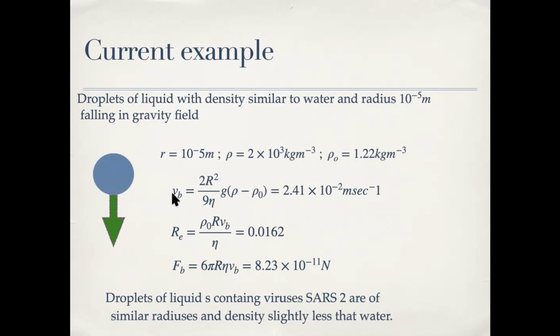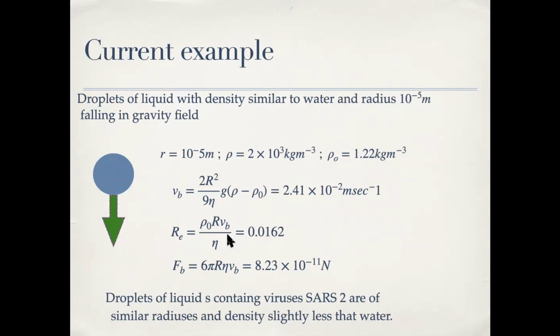So the velocity with which the particle falls down is easy to calculate from the previously derived formula, and the result is a factor of 2.5 times 10 to the minus second meter per second. So that is the velocity, and having calculated the velocity, I can check what the Reynolds number is.